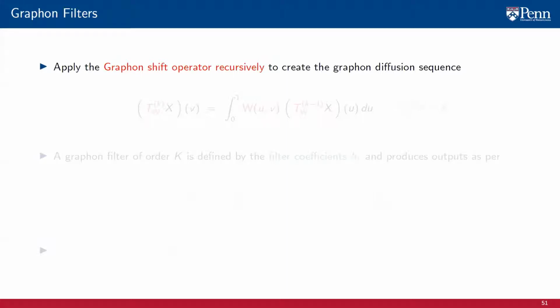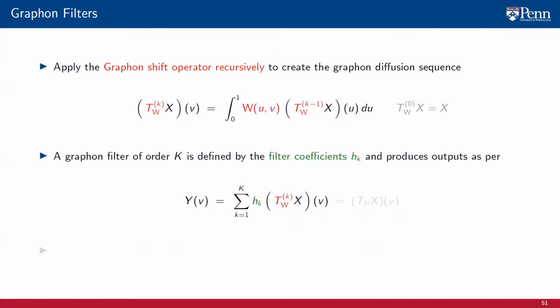By recursively applying the Graphon shift operator to a Graphon signal, we can create a diffusion sequence with the kth element of that diffusion sequence, TW^k X, given by the integral evaluated between 0 and 1 of the product between the Graphon W and the previous element in the diffusion sequence. For this definition to be complete, the initial term of the diffusion sequence has to be defined as the signal X itself.